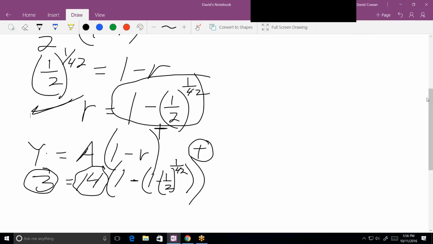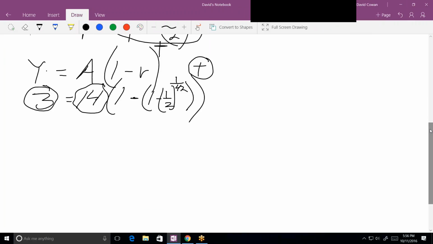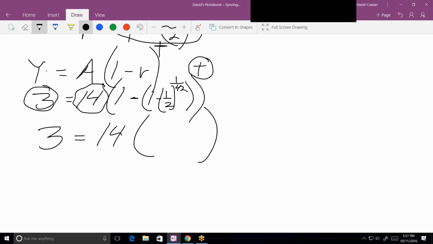I want to make sure you know the next step, but I don't want to waste a lot of time doing arithmetic. So I'm going to make up some numbers here. 3 equals 14 times this number. Let's assume this number is 0.9, without doing all of the arithmetic here. What's the next step? Log both sides. Nope. Got to get rid of that coefficient that's on the right side before we take the log. Divide by 14. So we got 3/14 equals 0.9 to the t power.